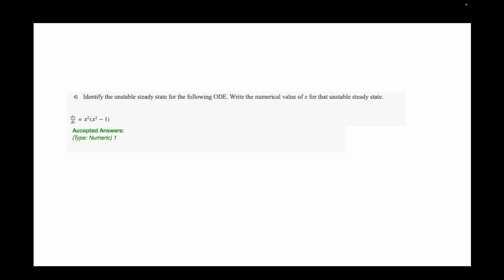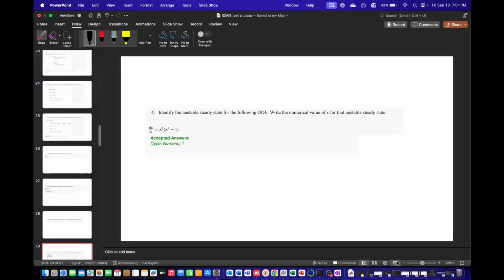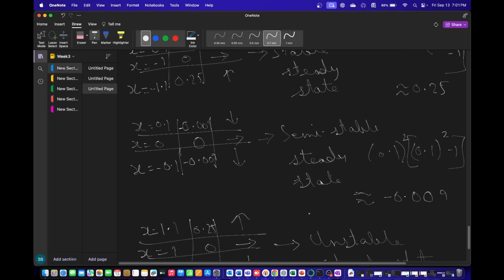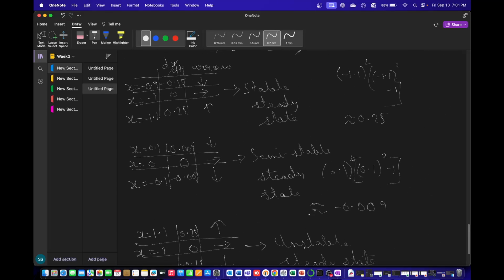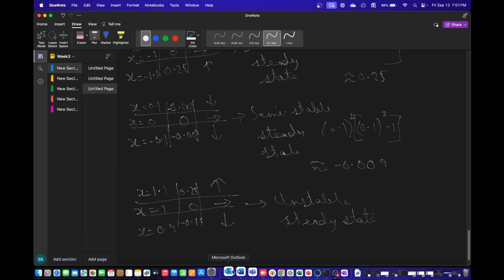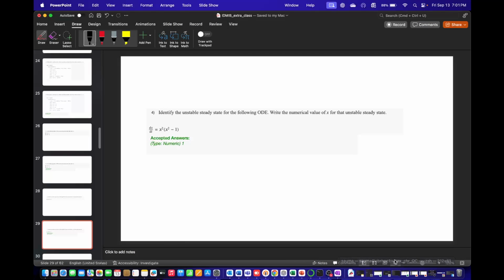Okay. So I'll suggest you practice this kind of sums, because most probably one or two sums will be like this in the exam also. So practice doing this table and getting the steady state and how the steady state is behaving: stable, unstable, semi-stable.